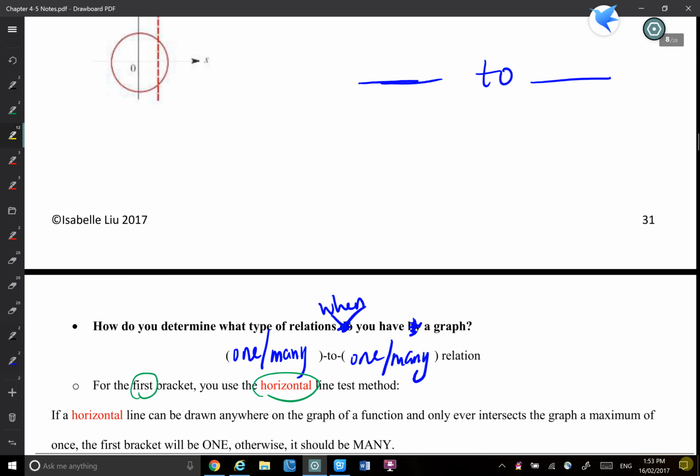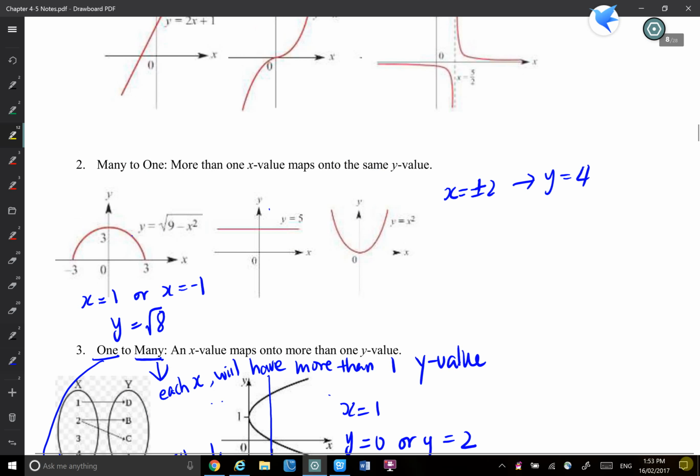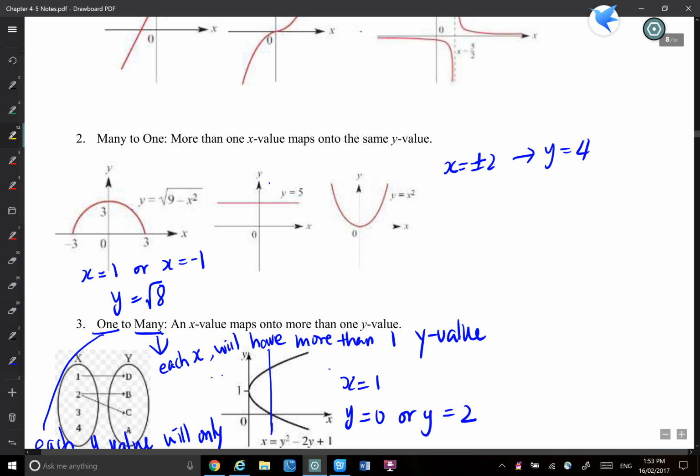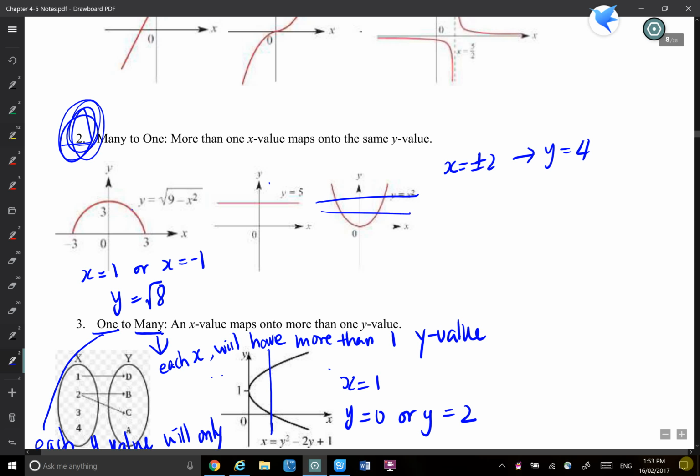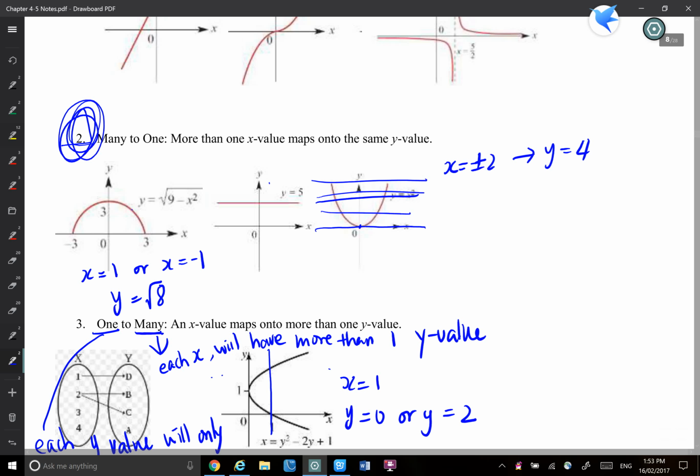Let's have a look at the examples back here. Let's choose graph 2, this type. If I draw a horizontal line, this line will touch this graph twice, which is more than once. I'll put a many in the first bracket. Anywhere will touch twice, except the last point will touch only once, but that doesn't matter. I have other places already touched twice. Even though one place fails, it should be a many. Even though it's only one point that failed, you touch it twice, it still becomes a many.